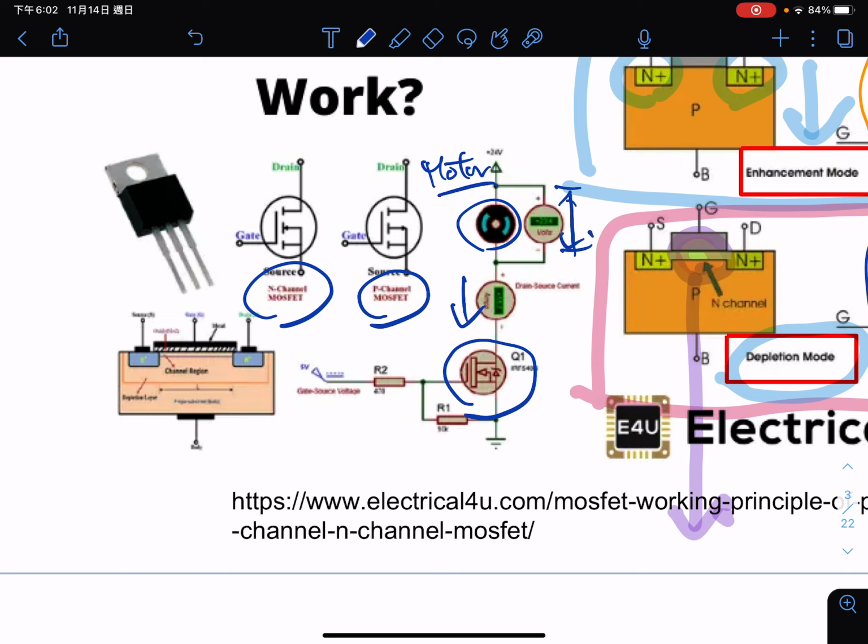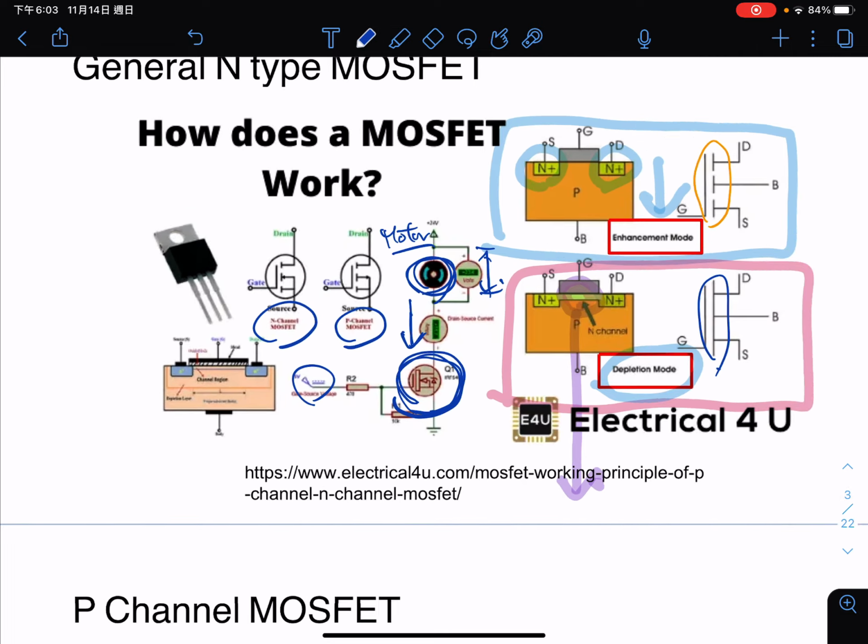We can use this to turn on the transistor and let the motor turn on, and also turn off the transistor such that there is no current flowing through here, and then the motor is turned off. That's one of the applications. See the graph here.